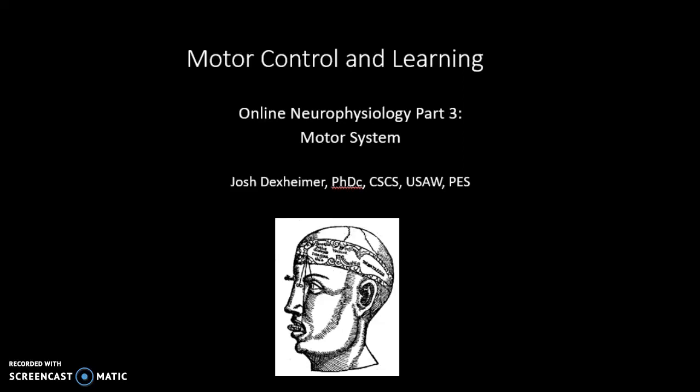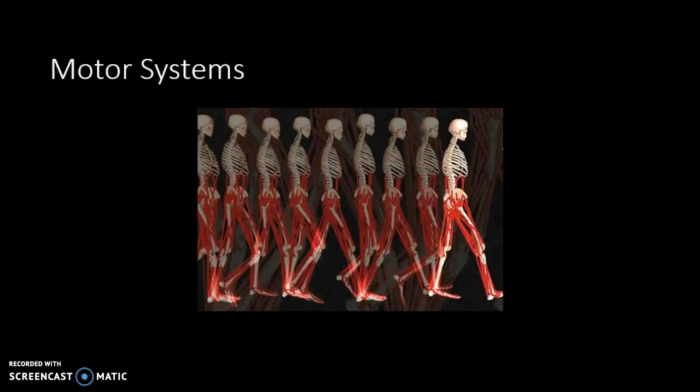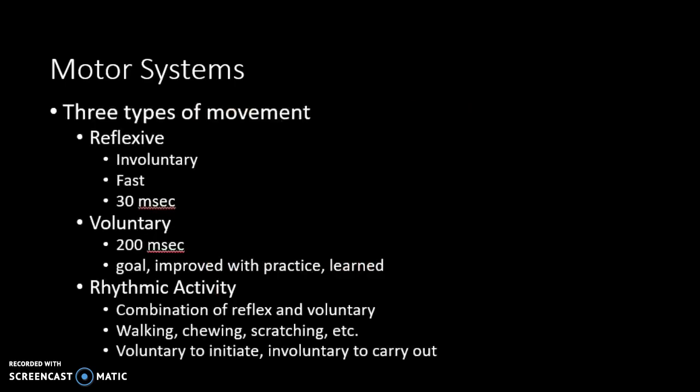Hey class, so today we're going to talk about the neurophysiology of the motor system. So here's just an example of the lower body muscles within our motor system. We have three types of movement. We have reflexive, which is going to be more involuntary. It's very fast, and can have a response in about 30 milliseconds. There's voluntary muscular contraction, which takes a little bit longer, about 200 milliseconds.